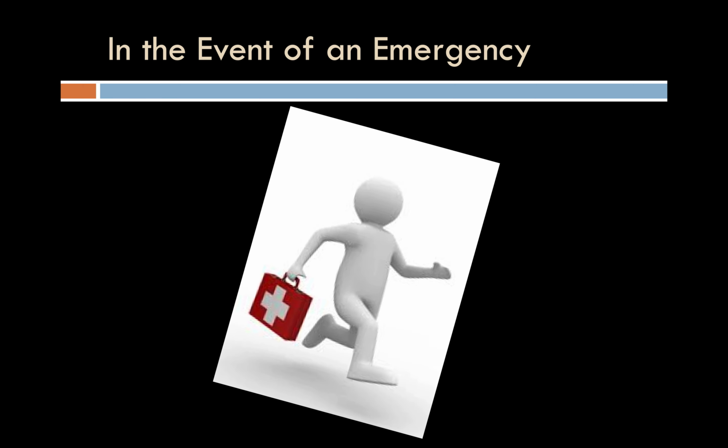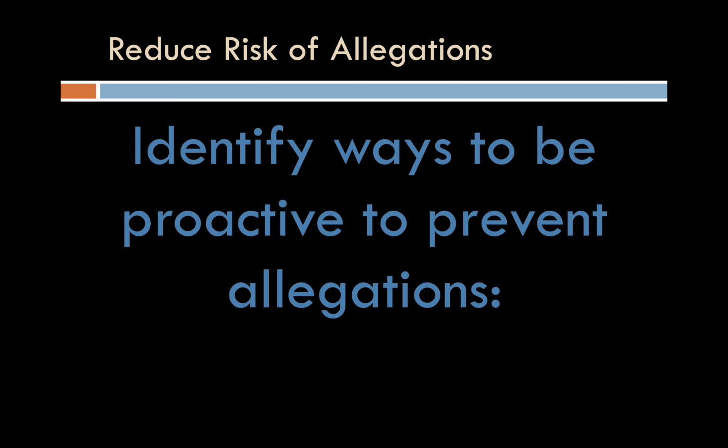And then, when we talk about reducing the risk of allegations, identify ways to be proactive to prevent allegations. Make sure that you have policies in place. One policy is the open door policy. Then also a policy preventing a staff member from being alone in a center with one or more children. And also make sure that you let the teachers know that you cannot have the windows covered with paper or artwork.